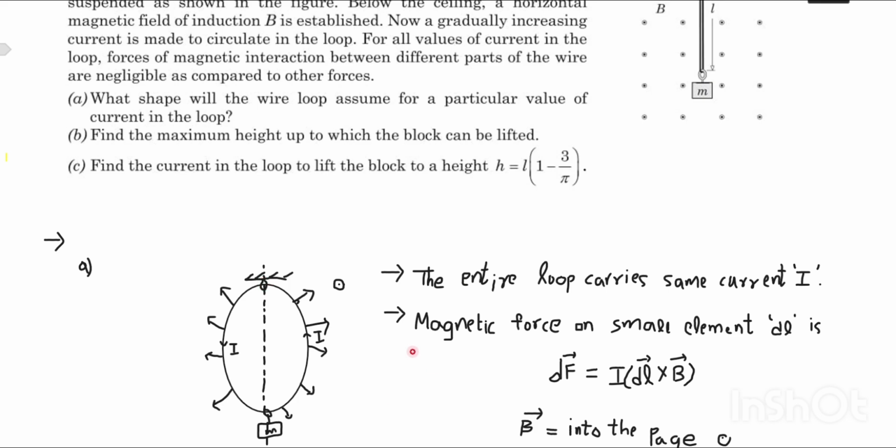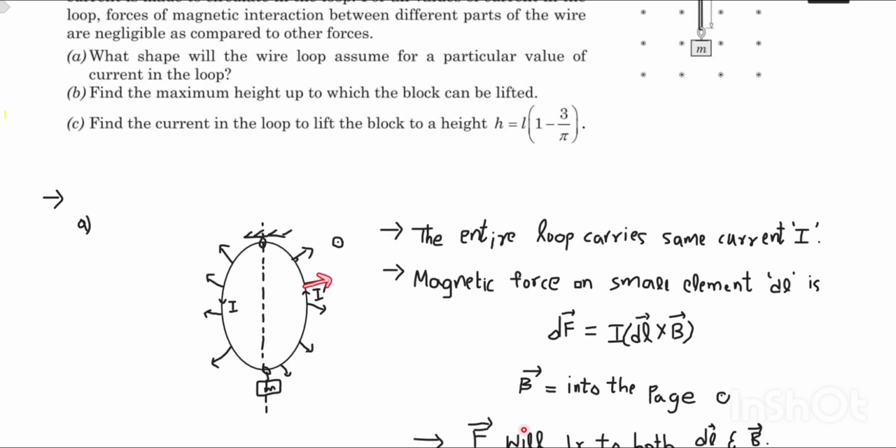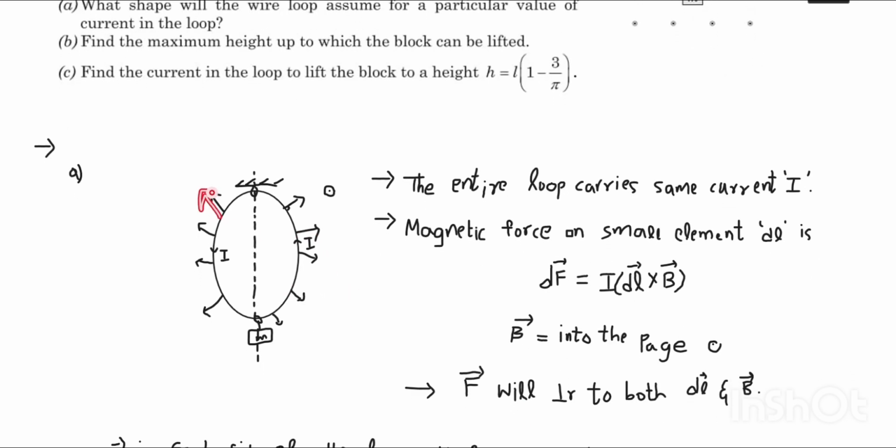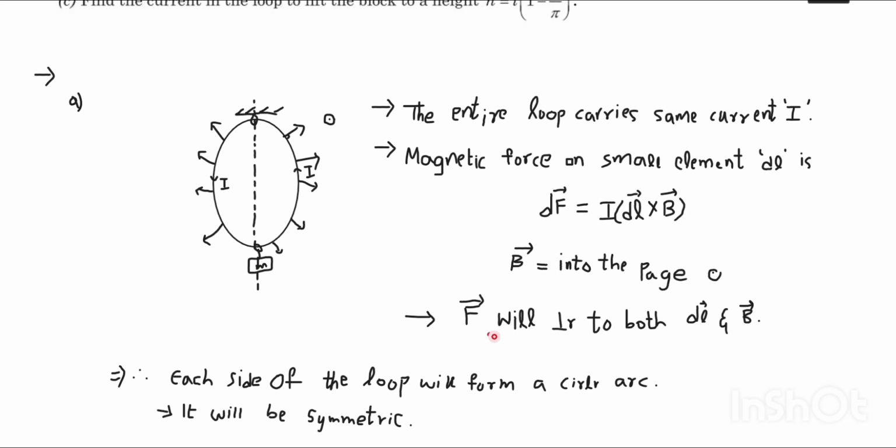The magnetic force on a small element can be written as dF equals I times dl cross B. The magnetic field is horizontal and directed into the plane, and if we take the cross product of dl and B, the force will be perpendicular to the wire. So the force will always be perpendicular to the wire in every direction, and the wire expands its length, tending to a circular shape. F will be perpendicular to both dl and B. Each side of the loop will form a circular arc, symmetric, of radius r.